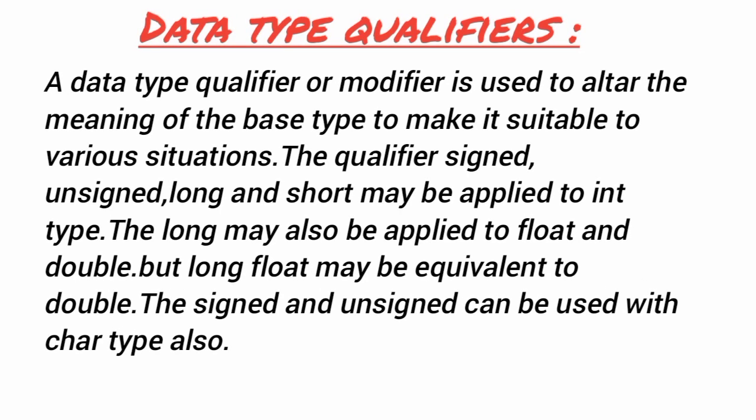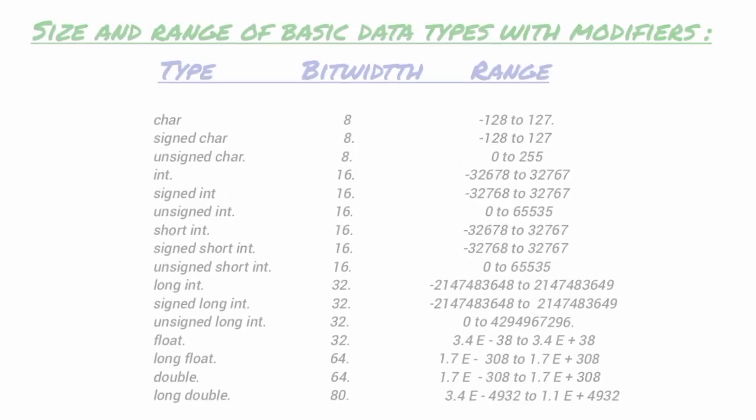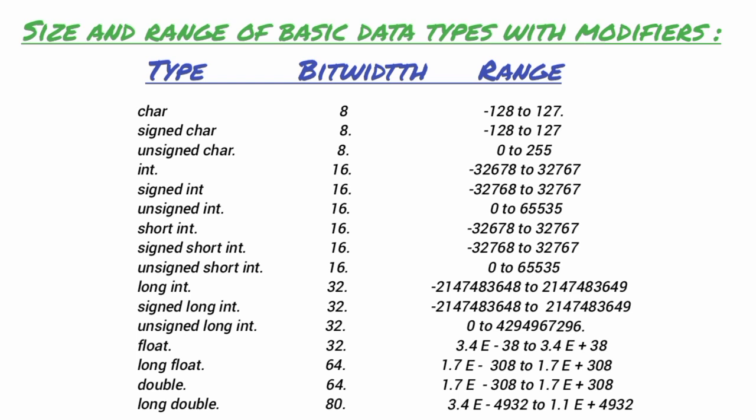Data type qualifiers. A data type qualifier or modifier is used to alter the meaning of the base type to make it suitable to various situations. The qualifiers signed, unsigned, long, and short may be applied to int type. The long may also be applied to float and double, but long float may be equivalent to double. The signed and unsigned can be used with char type also. Size and range of basic data types with modifiers.